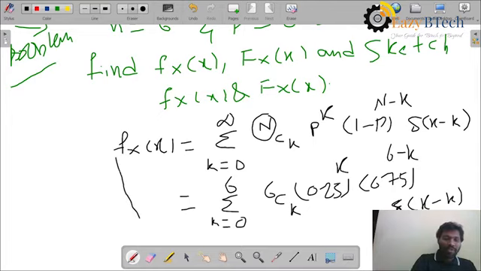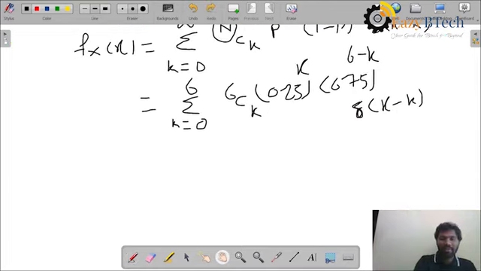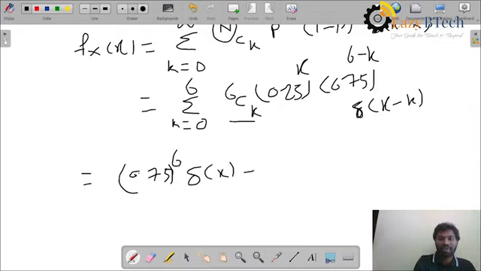So what we have to do now is expand this one. If k equals 0, then 6 minus 0 is 6, and 0.25 to the power 0 is equal to 1, and 0.75 to the power 6 minus 0, that means 0.75 to the power 6, into delta of x. This is the first term, when k equals 0.